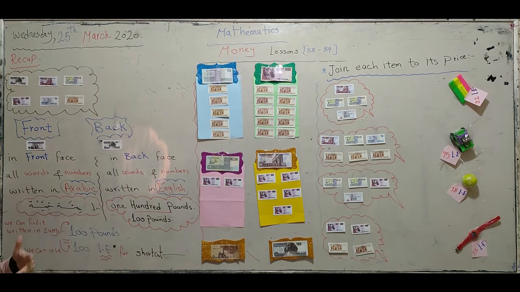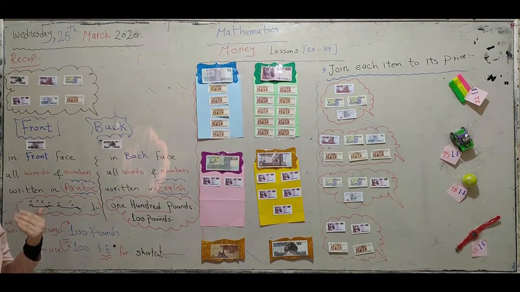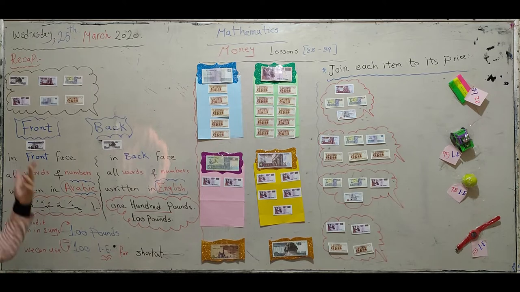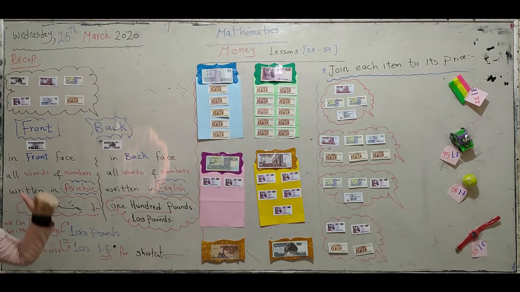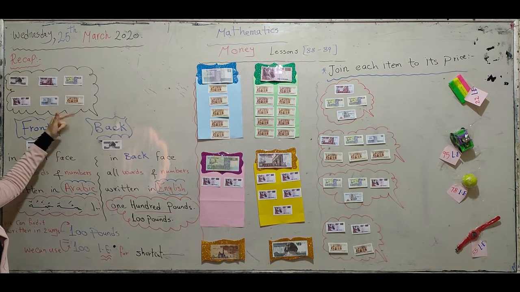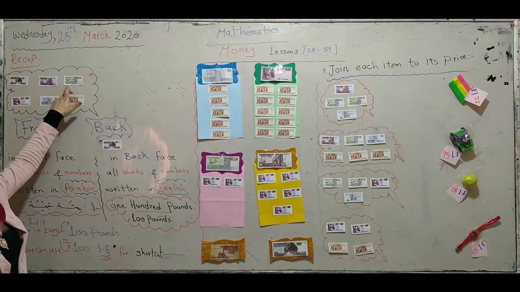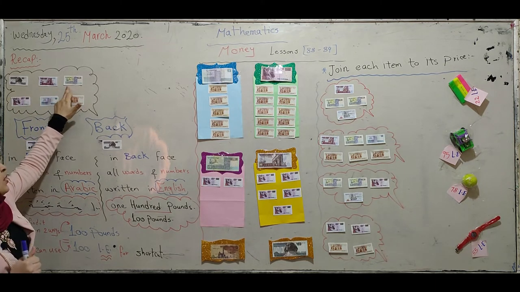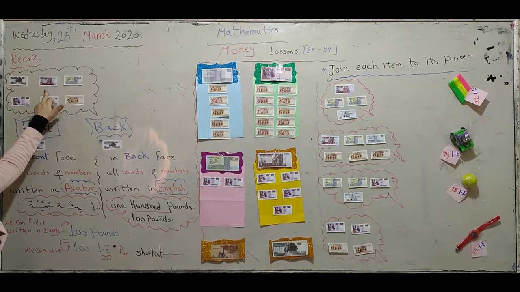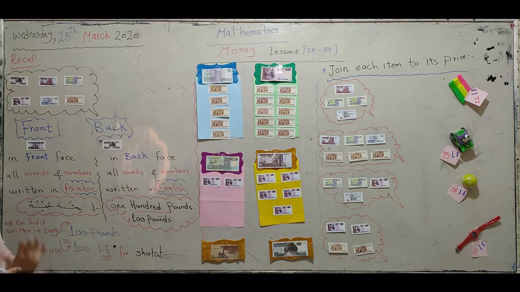Our lesson today is talking about money. As we know, we studied money before, and we take 6 bank notes. What are they? First one is 1 pound. Second one is 5 pounds. And third one is 10 pounds. And 20 pounds. 50 pounds. And the last one is 100 pounds.